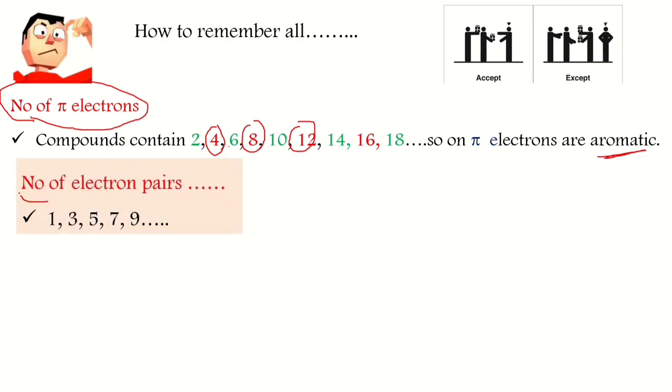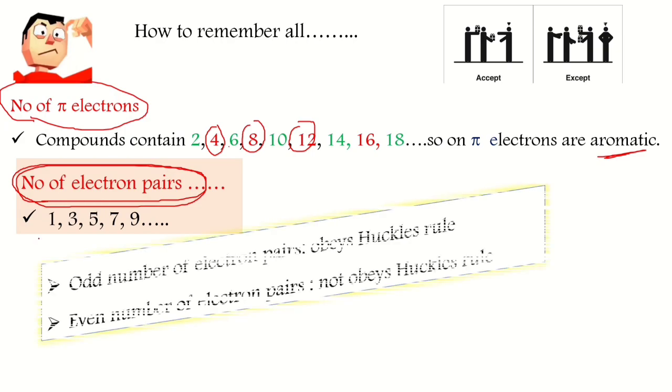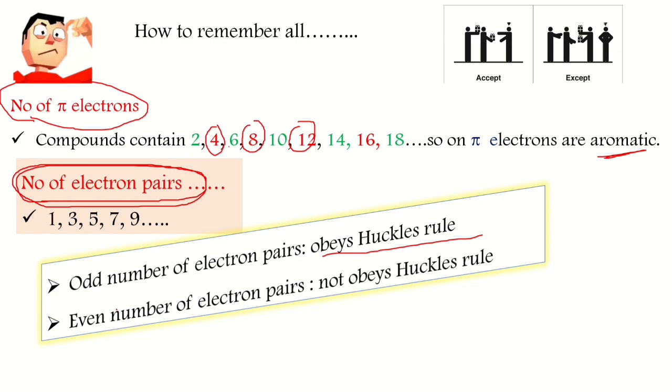If you take it based upon the number of electron pairs, this point is very clear. The number of electron pairs may be an odd number: 1, 3, 5, 7, 9. It obeys Huckel's rule. An even number of electron pairs means it won't obey Huckel's rule. Remember, if an odd number of electron pairs is present, it obeys Huckel's rule. If an even number of electron pairs is present, it won't obey Huckel's rule. Let me explain this concept with examples.